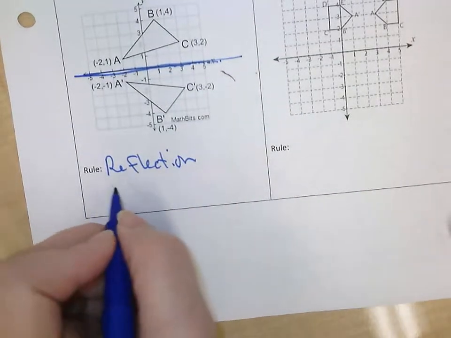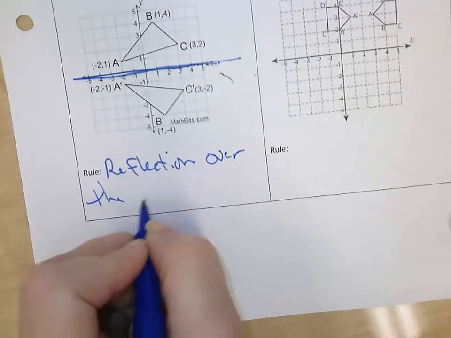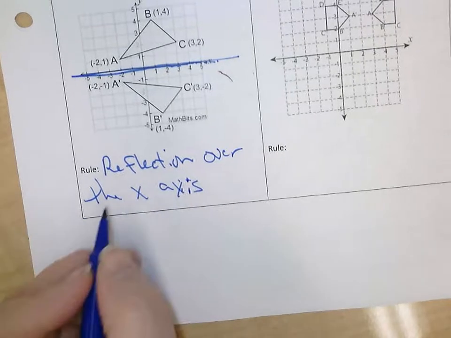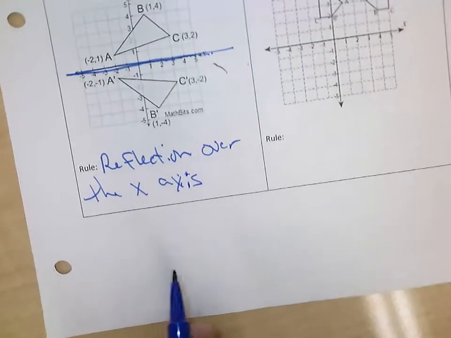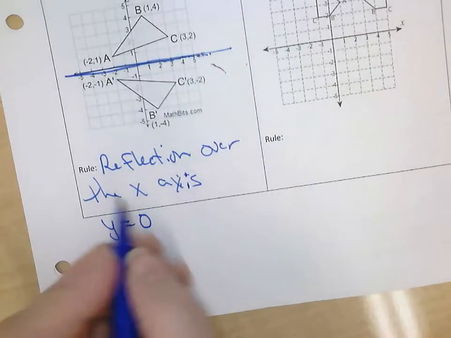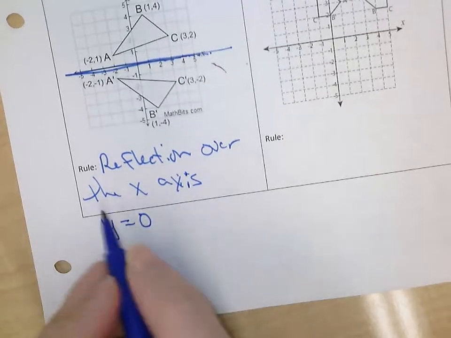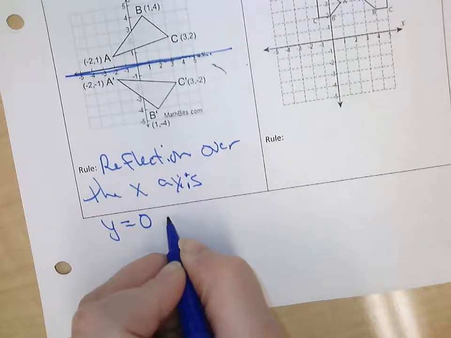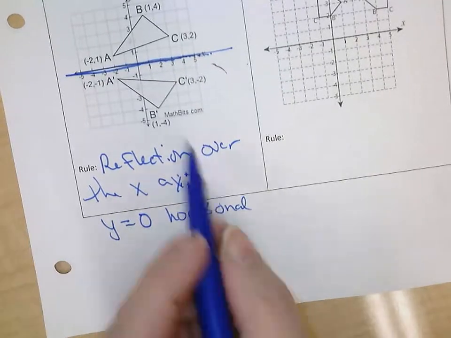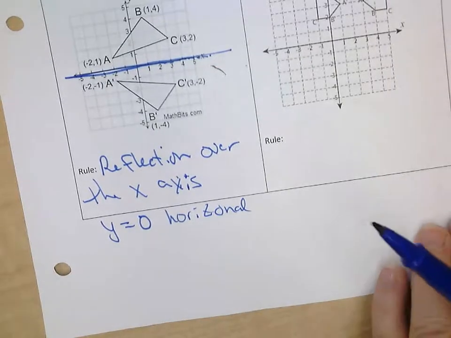And the line of reflection is over the x-axis. The x-axis has a second name if you wanted to use that. That is y equals 0. Because we know, we just talked about it, that y equals 0 is horizontal. And every y value on here is 0.